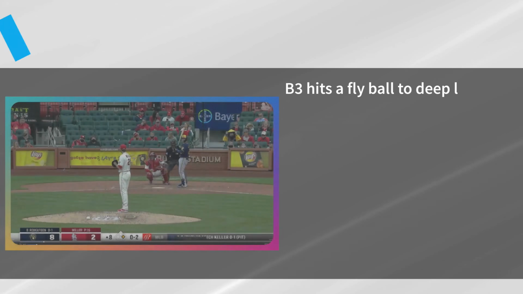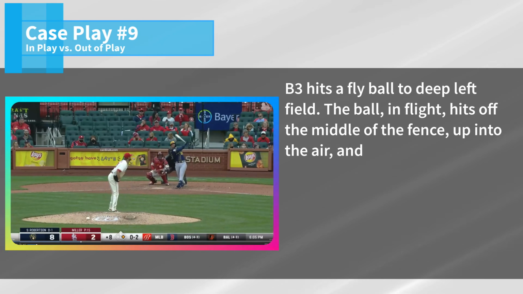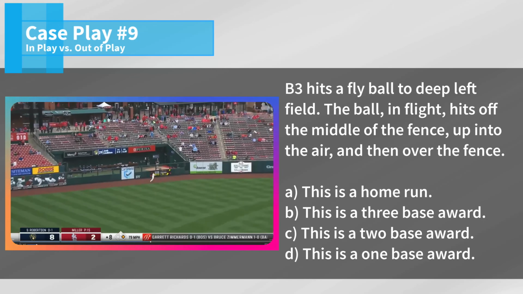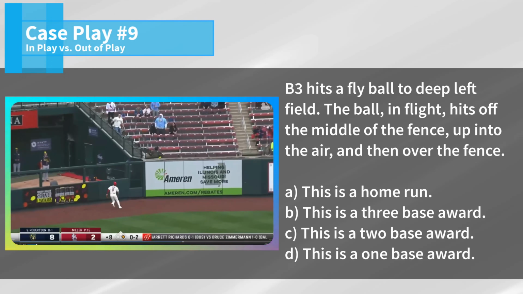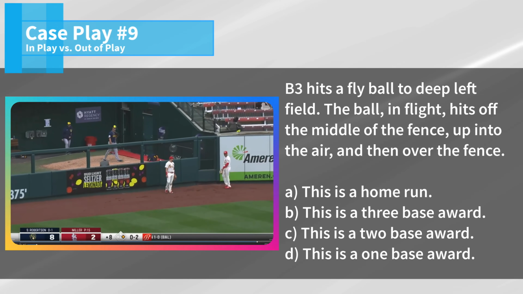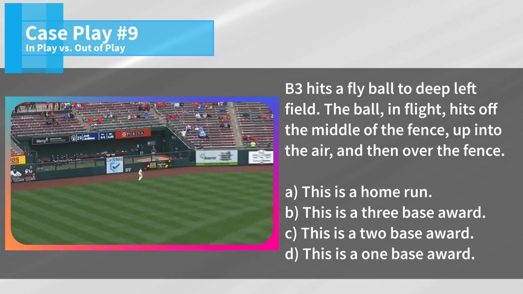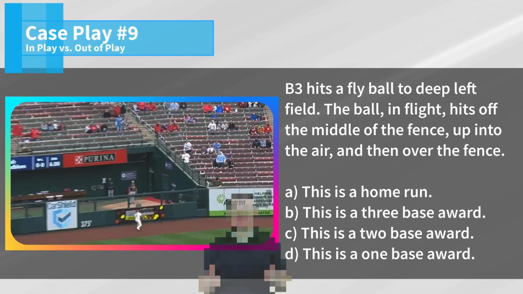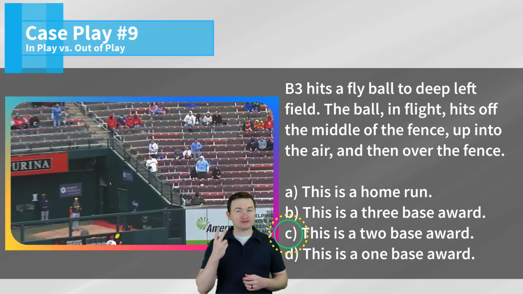Case play number 9. B3 hits a fly ball to deep left field. The ball, in flight, hits off the middle of the fence, up into the air, and then over the fence. Is this A, a home run? B, a 3-base award? C, a 2-base award? D, a 1-base award? The correct answer here is that this is a 2-base award.